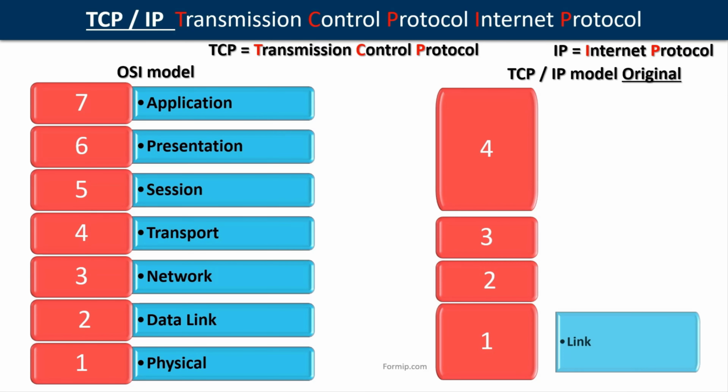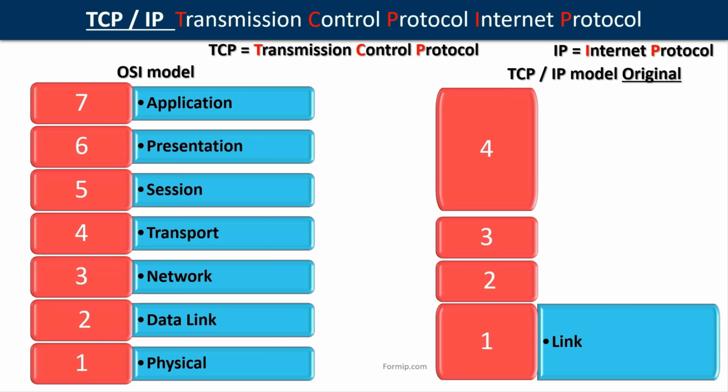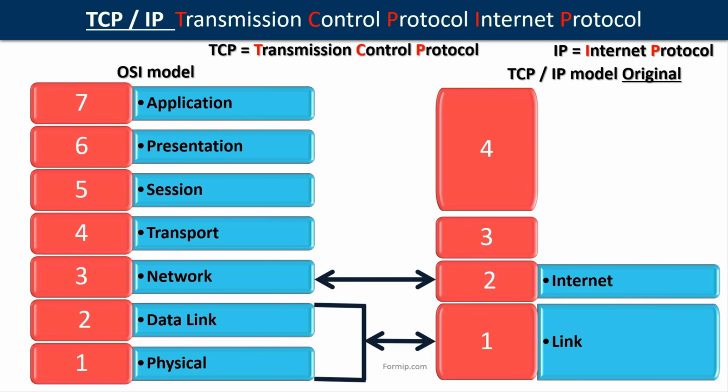There's the first layer, which is called link. This is also called the network access layer. This corresponds to the physical and data link layers of the OSI model. Layer 2 is the internet layer. It corresponds to layer 3 of the OSI model. It allows data to be routed from the source to the destination. This is the layer where IP works. We'll talk more about this later.